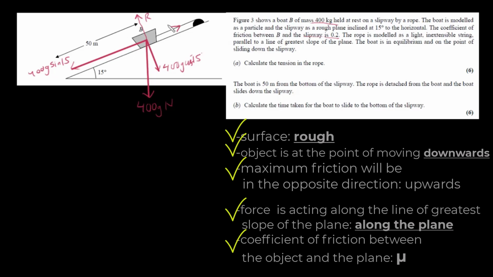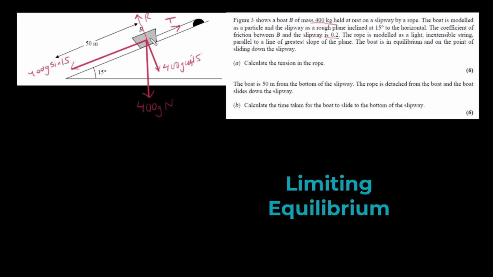So we have this information given. Now this is tension T. Since it is at the point of slipping down, the friction is going to be opposite to that. So friction is going to be here, mu R, 0.2 R. Now since there are no other components other than the normal to the plane, R and 400g cos 15, we can say that R is equal to 400g cos 15, because there is no other component and they are in equilibrium.